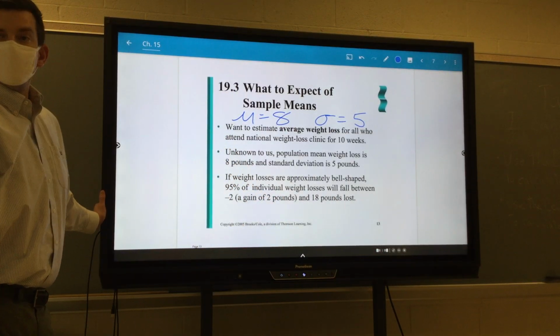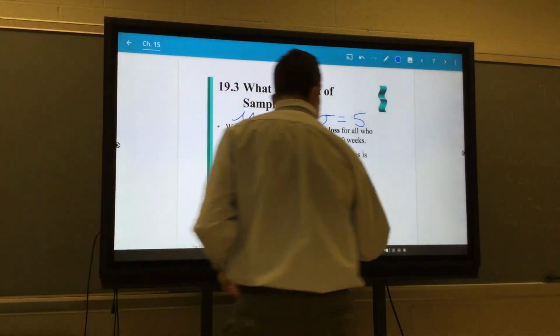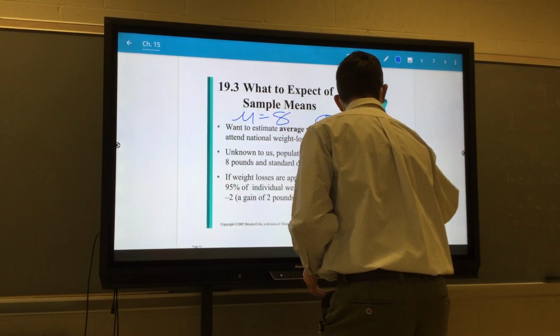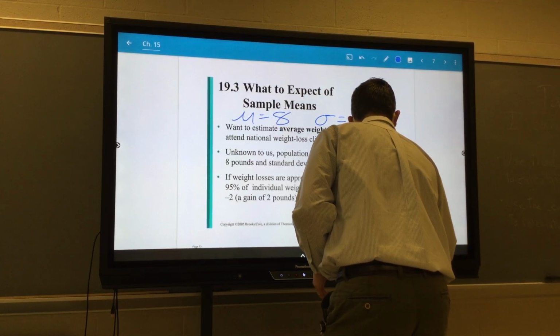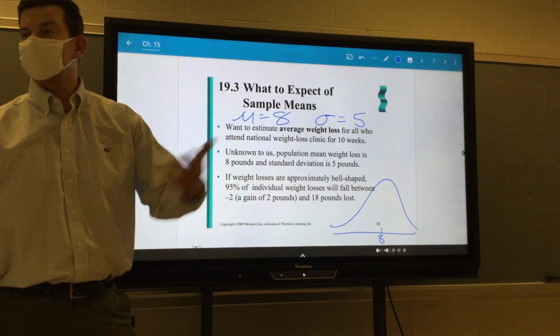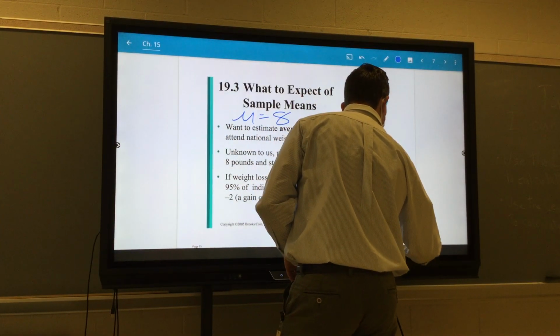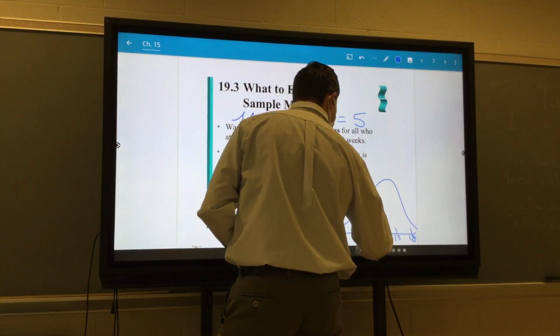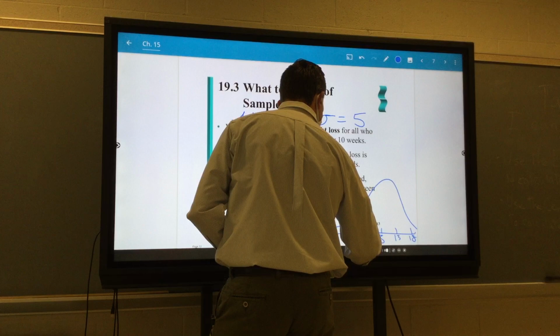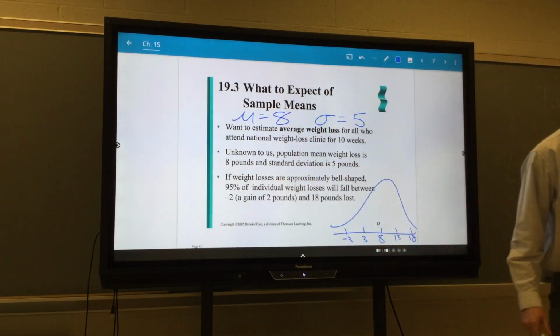Now, these are population values. We could look at a population distribution and see how we compare. Right? The mean amount of weight lost is 8 pounds, with a standard deviation of 5. Going up, 13, 18. Going to the left, 3 pounds, negative 2 pounds.